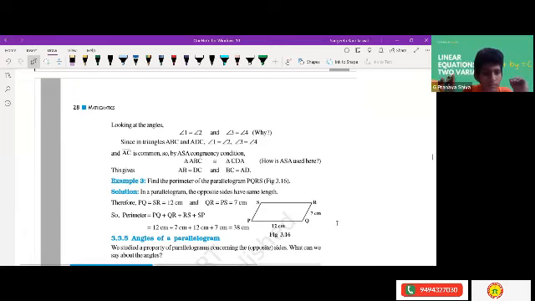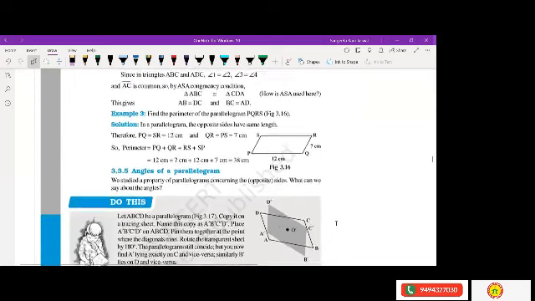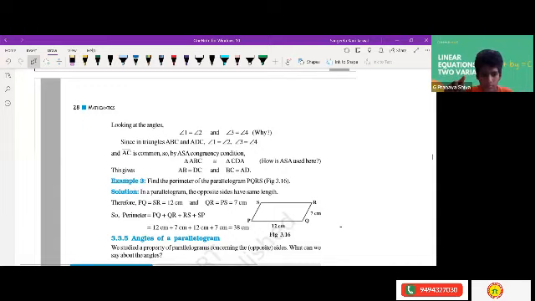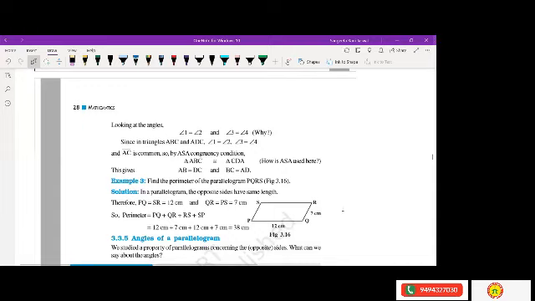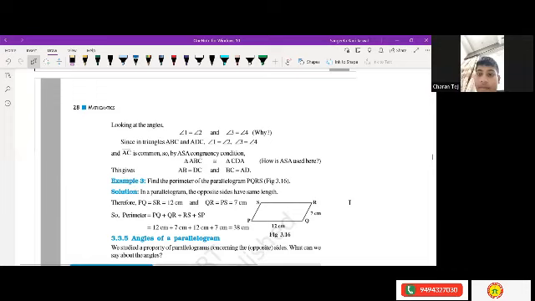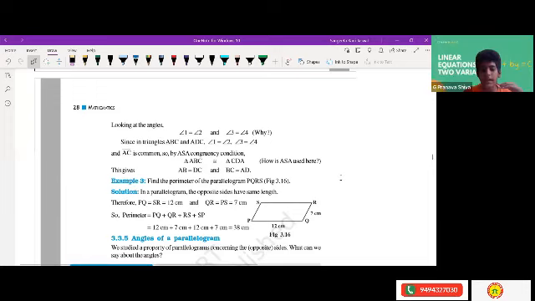Give a chance to others also to speak. Speak only when you are asked to speak. Others should also get a turn to speak, right? Anyone else here? Yes, Rahim.